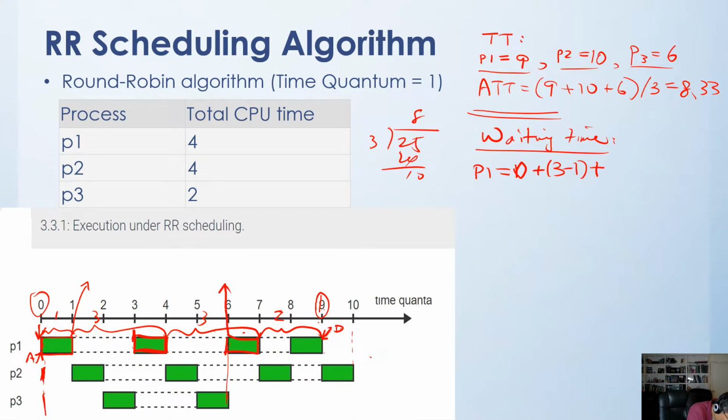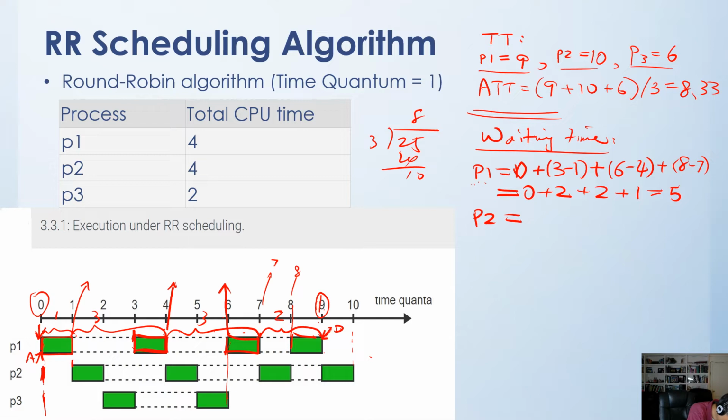And then this piece gets the CPU at 6, and it was kicked out of the CPU at 4. So it's 6 minus 4. Plus the last piece gets the CPU at 8 and was kicked out of the CPU at 7, so it's 8 minus 7. So the total waiting time for P1 is 0 plus 2 plus 2 plus 1, so it's 5.